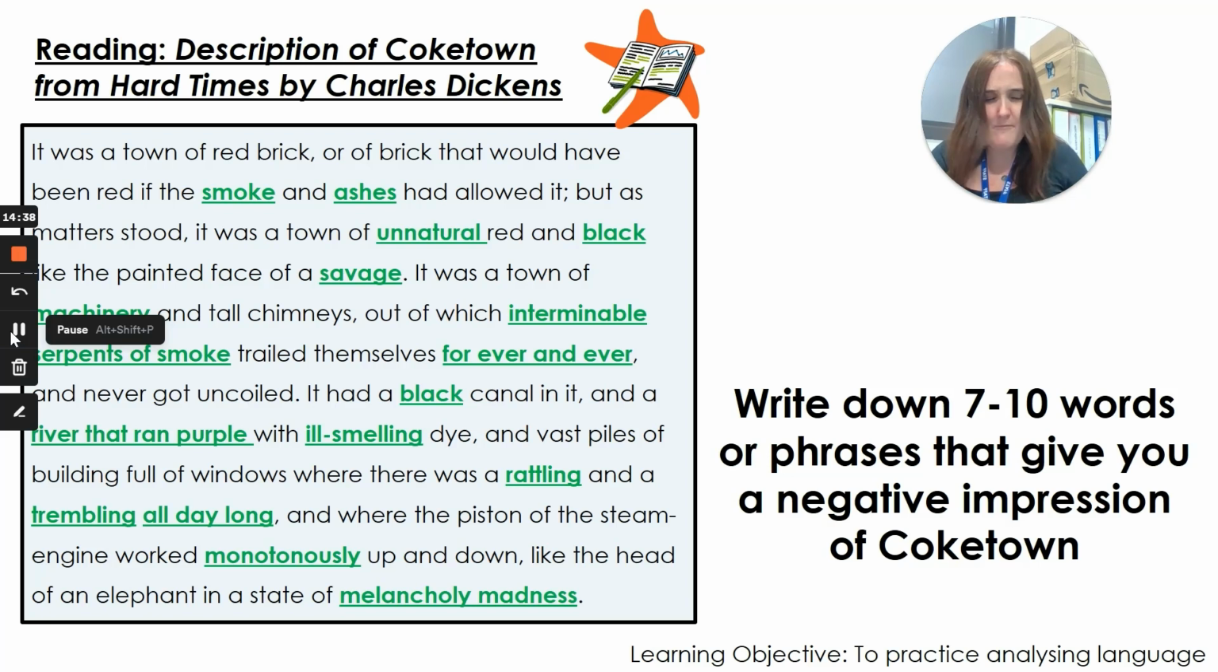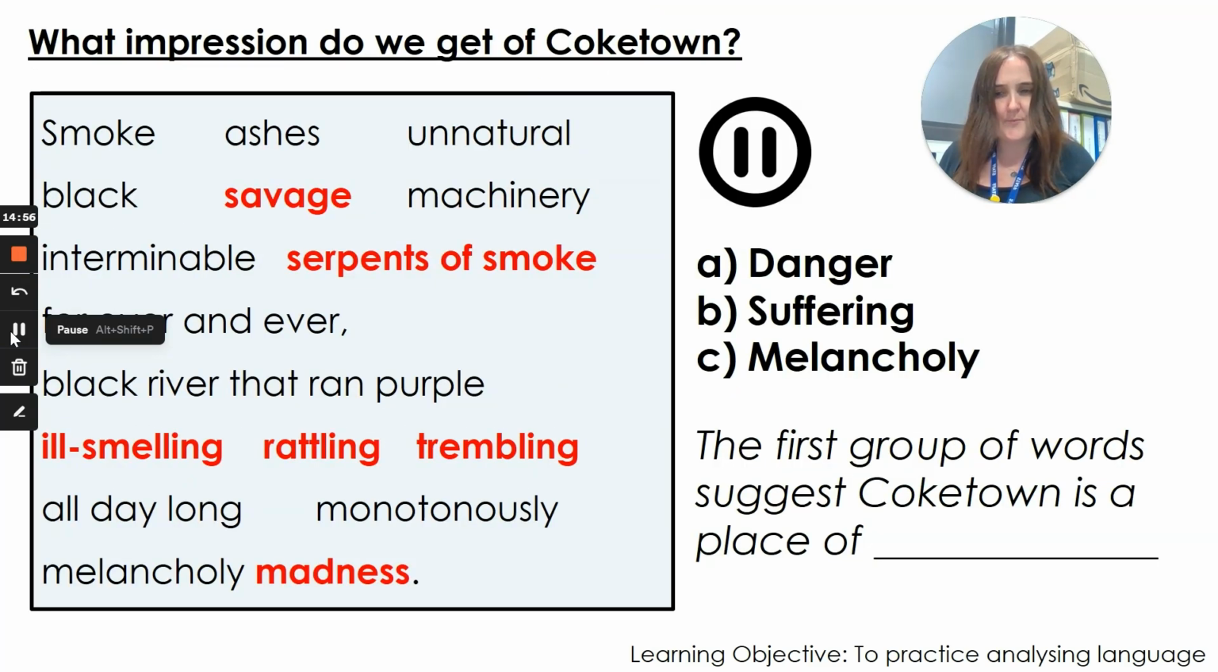That river, I mean, a purple river that is ill-smelling or malodorous, we could even say. Rattling, trembling, monotonously, melancholy, madness. So we've got all of these words that create this negative impression. So we need to think now, because actually saying a negative impression, that's not very specific, and it's not going to get us the very highest marks on our exam.